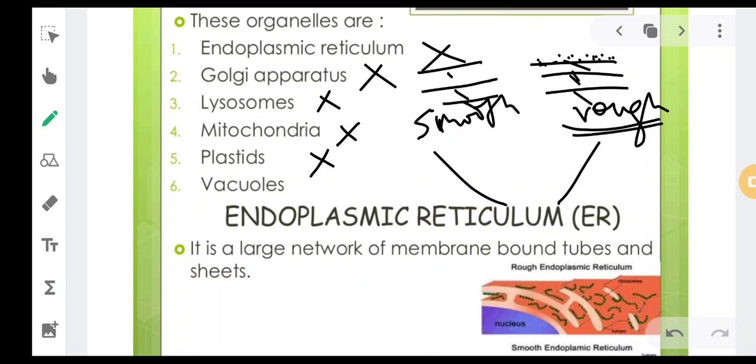So what is endoplasmic reticulum? It is a large network of membrane bound tubes and sheets. It is a type of a puzzle.